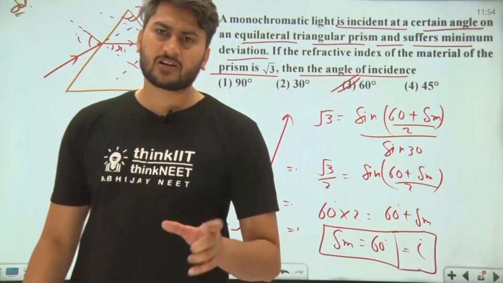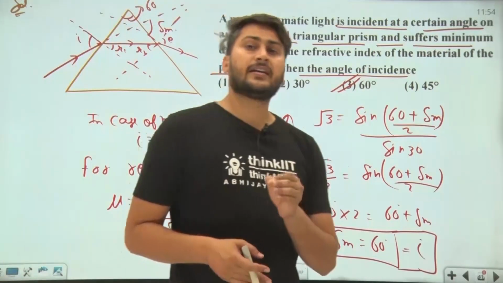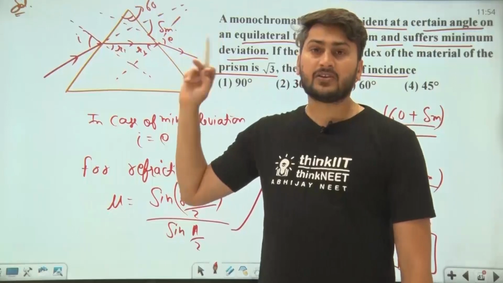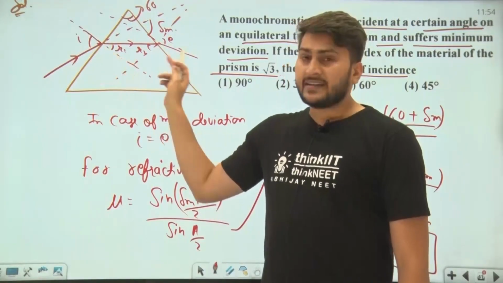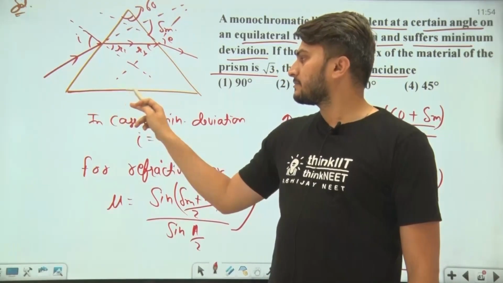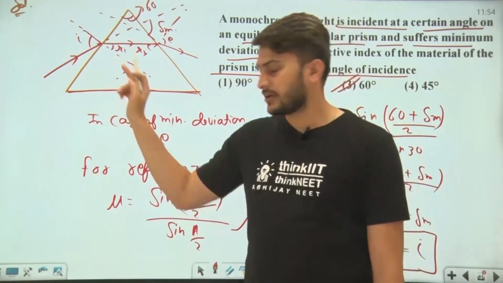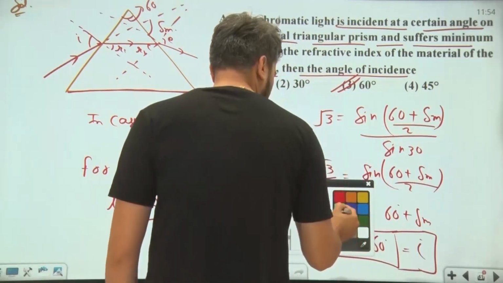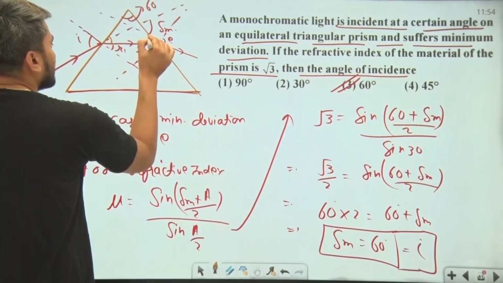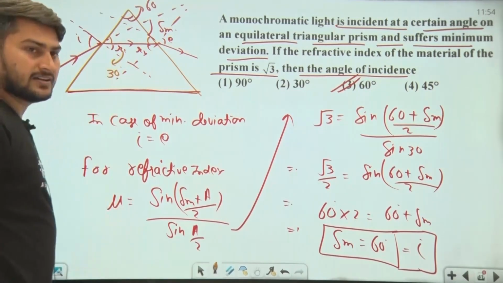First of all, in the case of an equilateral triangle and in minimum deviation, the ray inside the prism is always parallel to the base. It is like that, so this is parallel. If this is parallel, this is 60, this one is also 60, this is also 60, that means R1 is what? This is 30. R1 is 30.